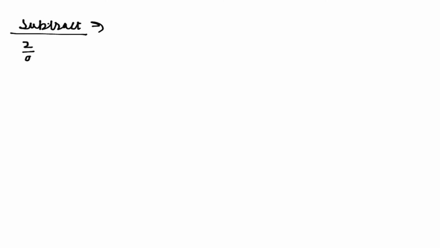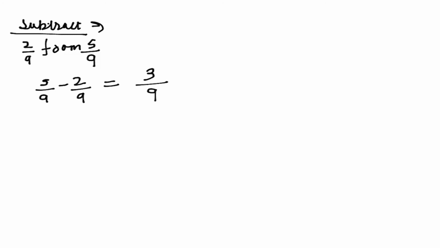Suppose we have to subtract 2 by 9 from 5 by 9. So we have to take care which number we write first. We have to subtract 2 by 9 from 5 by 9, so how will we write it? 5 by 9 minus 2 by 9. In subtraction it will be the same. We will just subtract the numerators, that will give us 3, and keep the denominator the same, that is 9.